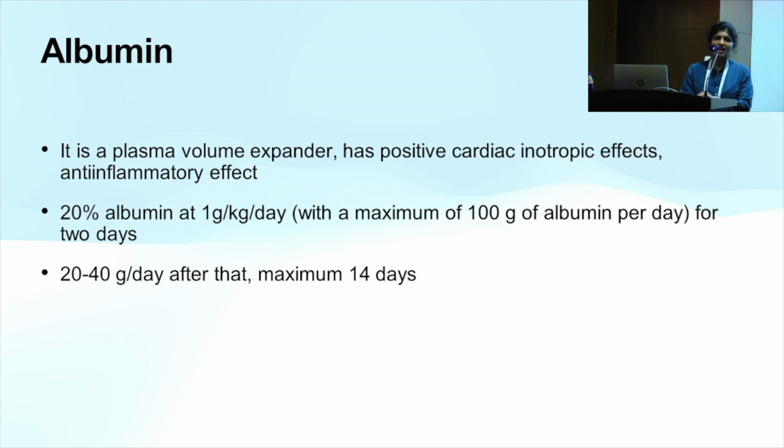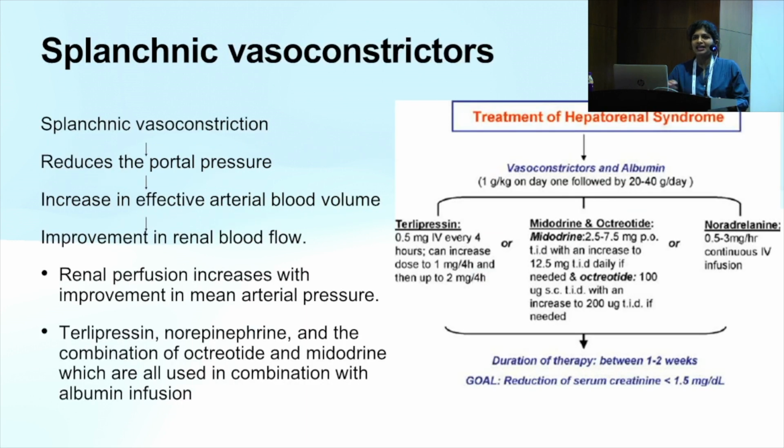How albumin helps is, one, it is a plasma volume expander. In addition to that, it has positive cardiac inotropic effects and anti-inflammatory effects as well. The dose: 20% albumin should be given at a dose of 1 gram per kg per day for the first 2 days. After that, 20 to 40 grams per day for a maximum of 14 days. In addition to that, splanchnic vasoconstrictors, which I have already mentioned earlier. For HRS, terlipressin can be given, or a combination of midodrine and octreotide, or noradrenaline can be given.